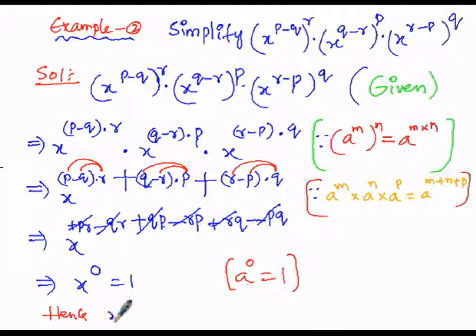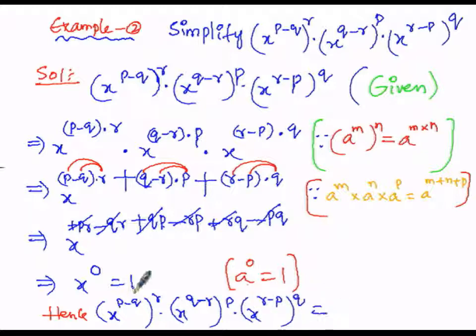x to the power of p minus q whole to the power of r into x to the power of q minus r whole to the power of p into x to the power of r minus p whole to the power of q, when it is simplified, its value is 1.